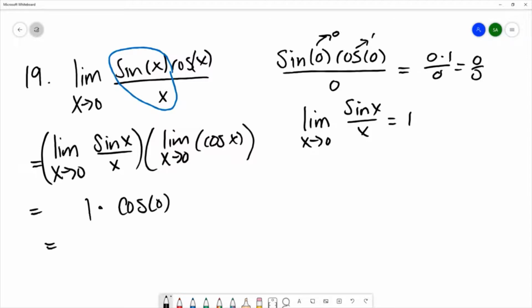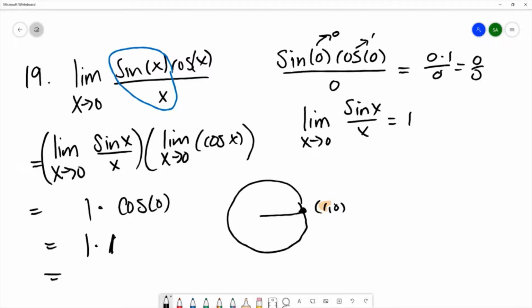And cosine of 0 on the unit circle, an angle of 0 is here. That point is 1, 0. And cosine is the x-coordinate on the unit circle, which is 1. So that's cosine of 0 is 1. We get 1 times 1, which is 1 for that limit.